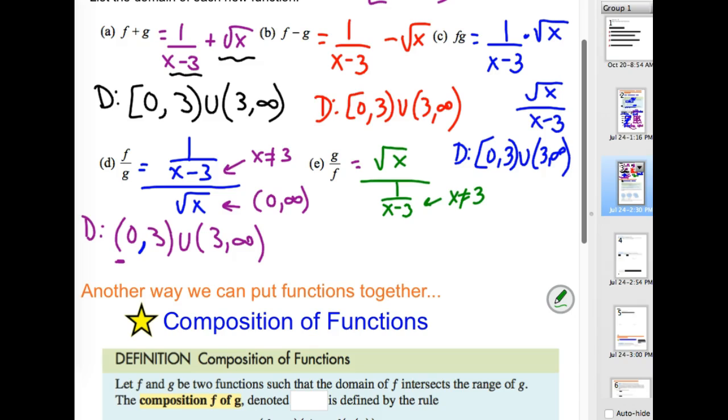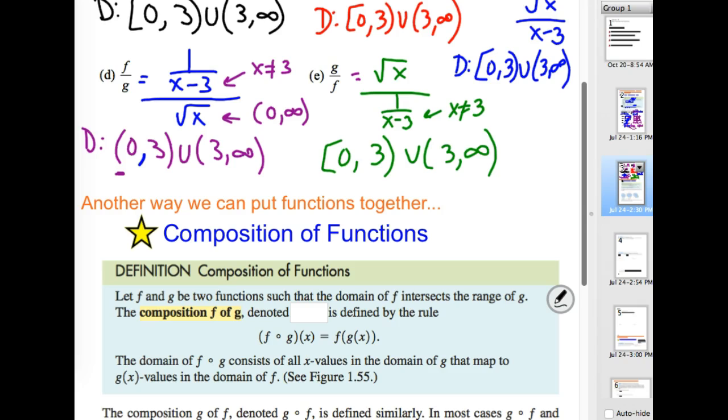The square root piece is in the numerator, so we are looking at everything from 0 on up. So if we combine those two, we are saying from 0, jumping over 3, and then going to infinity. Okay? Now, for parts D and E, where we had the division, we could do some simplifying.